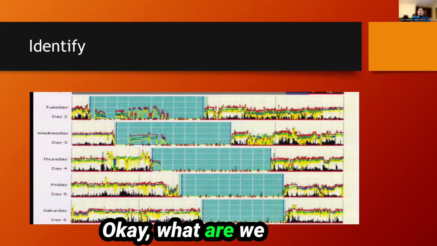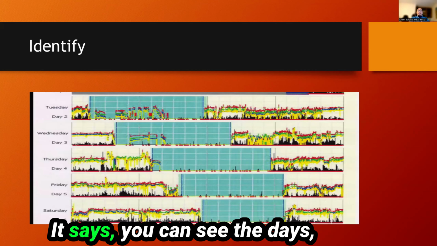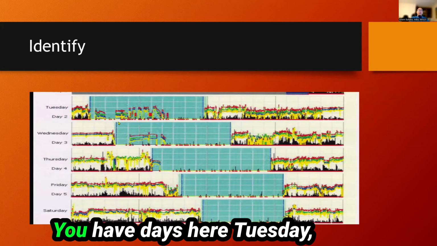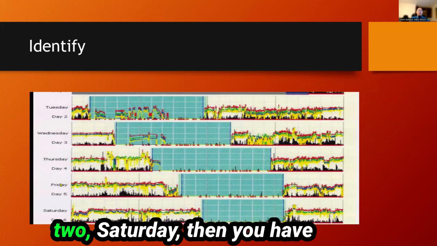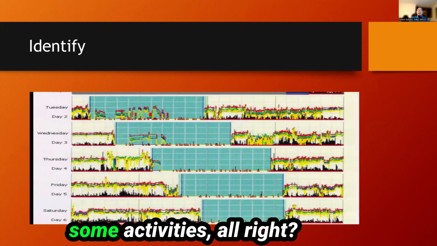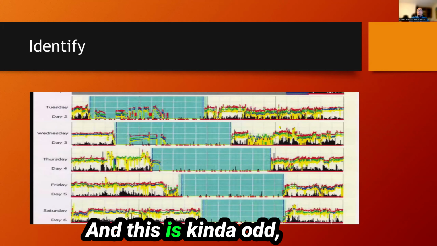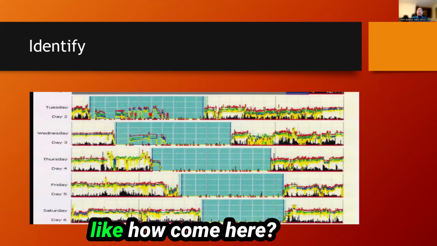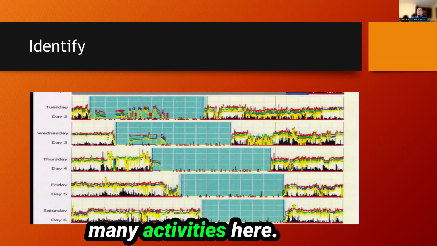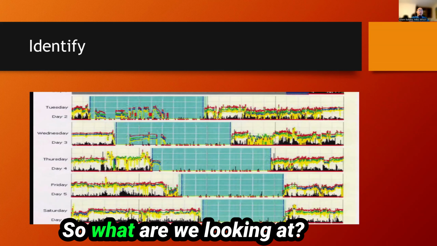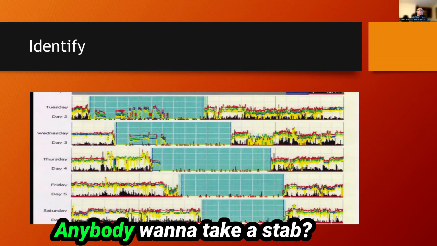Now, what are we looking at here? Okay, what are we looking at here? You can see the days. You have days here, Tuesday, Wednesday, day 1, day 2, Saturday. Then you have some activities, all right? And this is kind of odd. Like, how come here you don't have many activities here? So what are we looking at? Anybody want to take a stab?